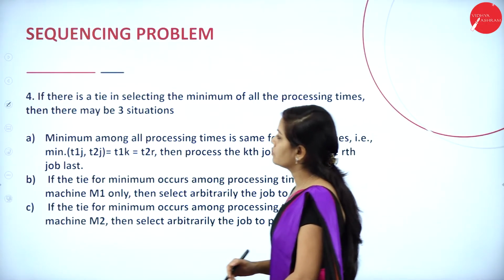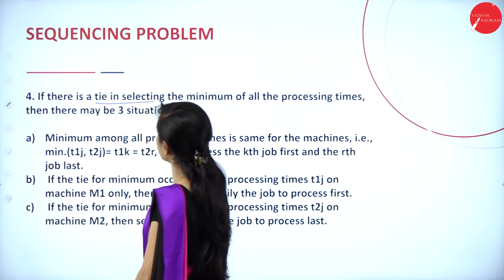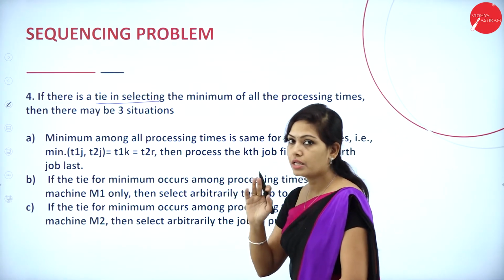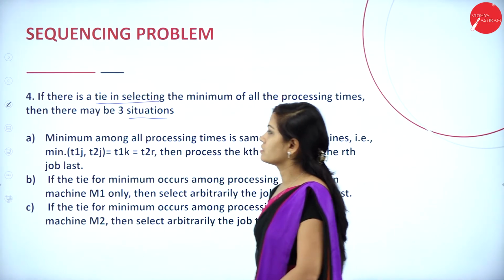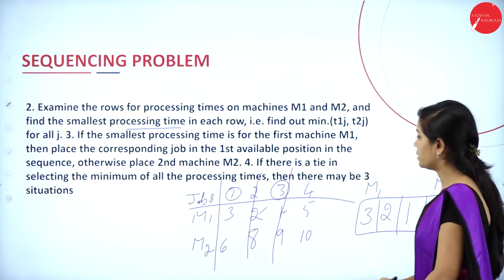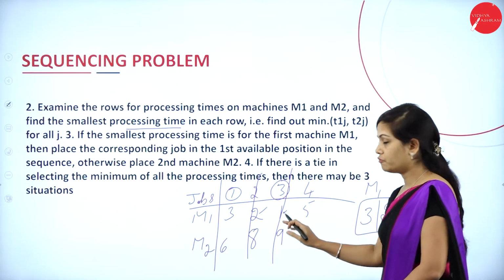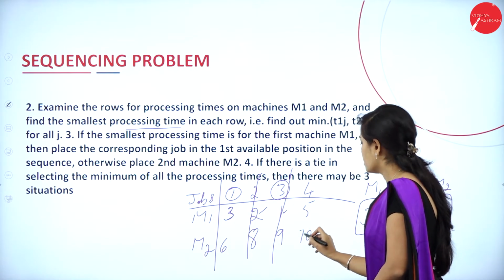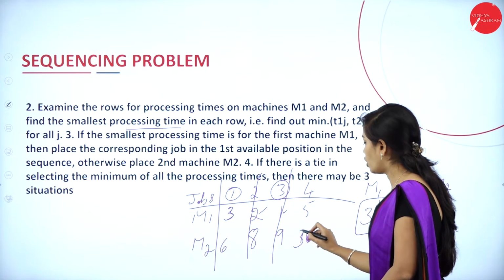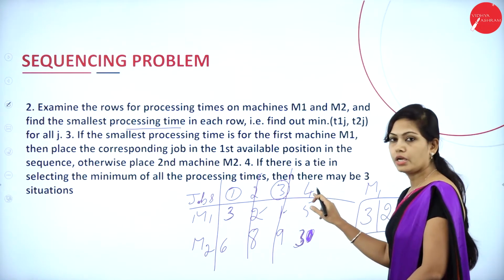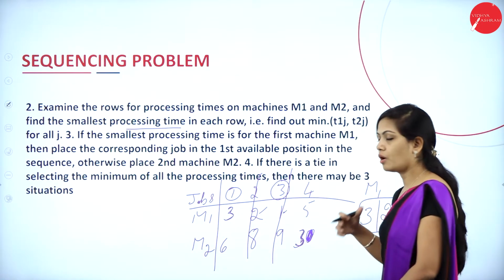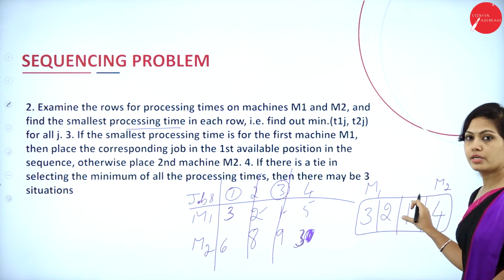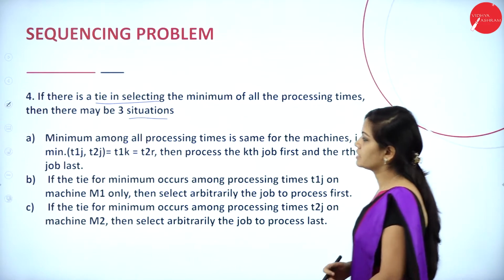The next step is, if there is a tie in selecting the minimum of all the processing times, there are 3 situations. If there is a tie between the elements, for example here I have 3, and in job 4 on machine 2 it is also 3. So how will you select the jobs? How will you write the sequencing order? For that you have 3 situations.